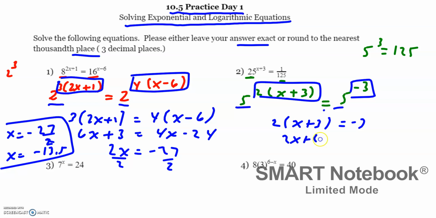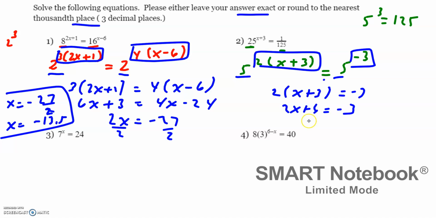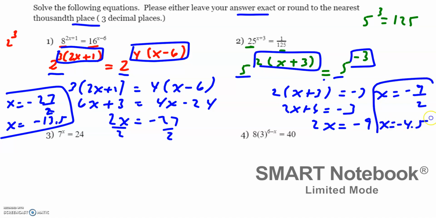2x plus 6 must be equal to negative 3. 2x equals, subtract the 6 over, negative 9. Divide both by 2. So we have 2 answers we could have. Negative 9 halves is the exact answer, or negative 4.5 as the decimal answer. I would say it's just easier to leave it exact, to be honest, but the decimals are going to come more into play later.